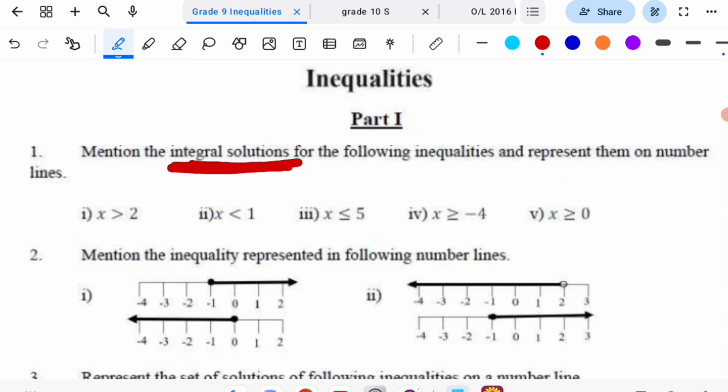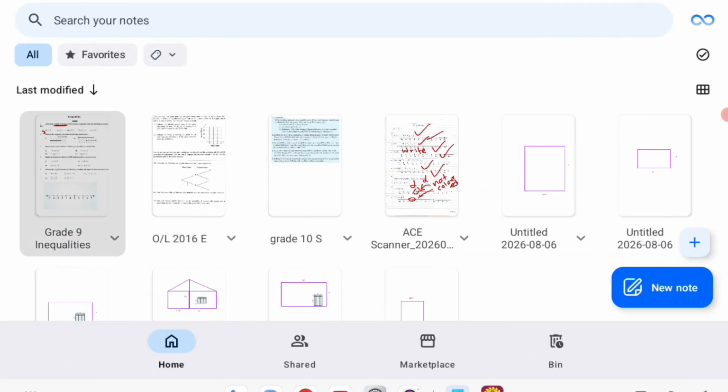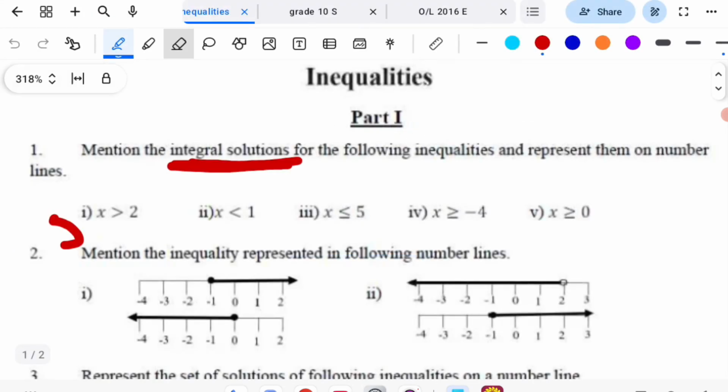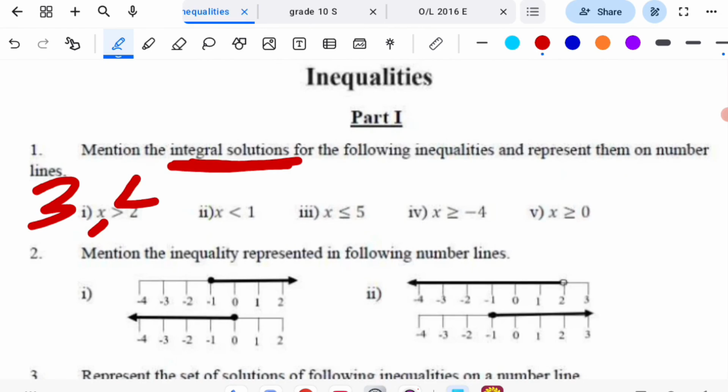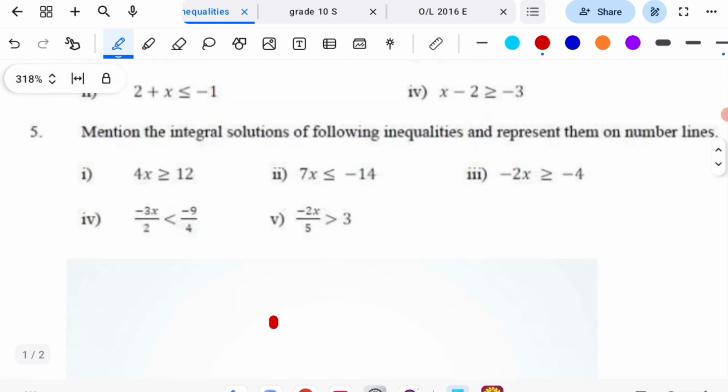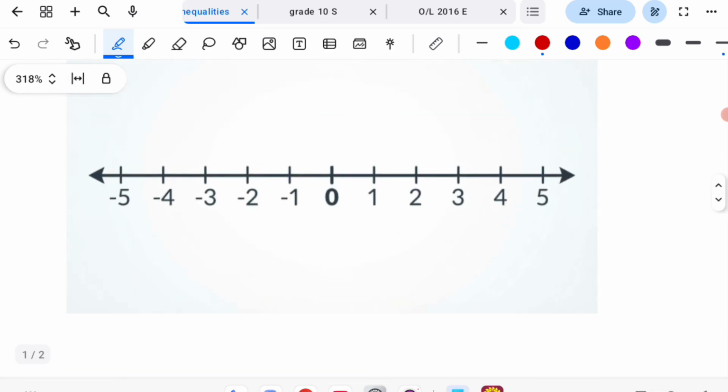Part 1, x greater than 2. Then we can write x equals 3, 4, 5 like this. And when marking on the number line, we can draw a number line and we can mark x greater than 2 numbers, only integers, 3, 4, 5.